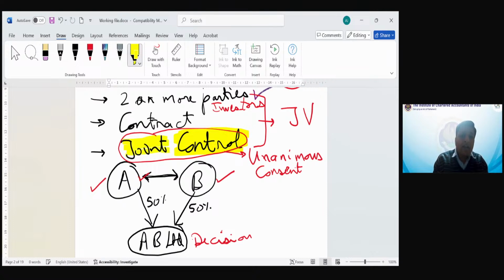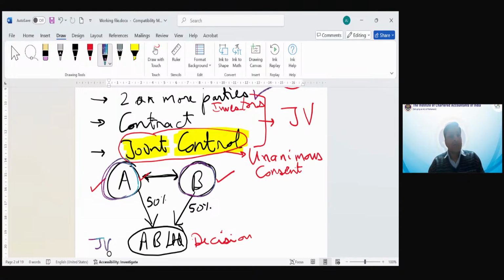So now we are no longer talking about control by one party. We are talking about joint control, which is controlled by these investors, A as well as B. And the moment we have these three conditions fulfilled, then what will you have? Then in such a case, this company AB Limited will be considered as a joint venture. This will be called a joint venture.